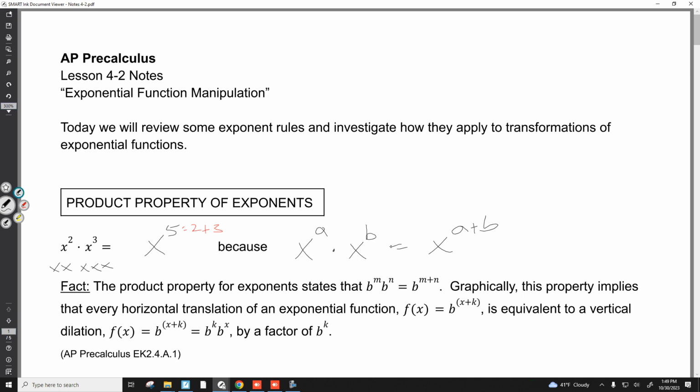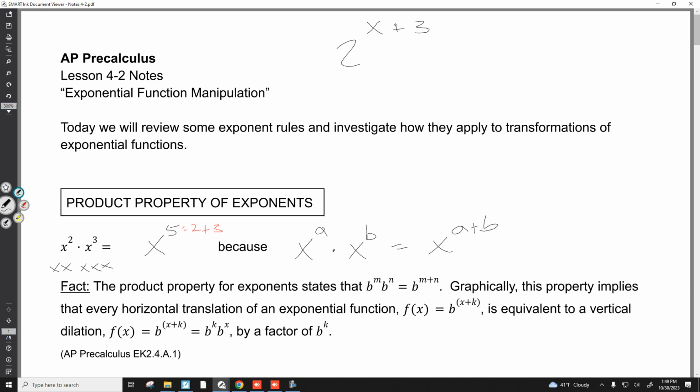Okay? Why is it nice? I'll show you. Because what if it was 2 to the x plus 3? See that? It's almost like I'm starting with a sum in my exponent like I did x to the a plus b.